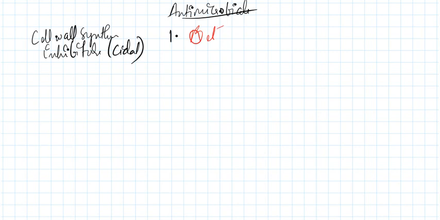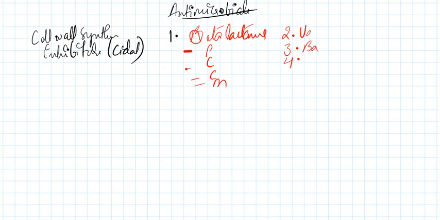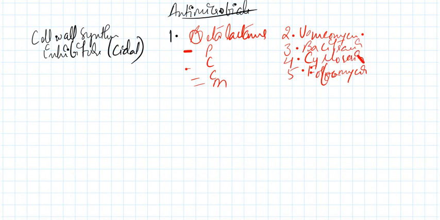Guys, very important, this chapter, just pay attention. Beta lactams, what are the beta lactams? Can anyone tell? Penicillins, cephalosporins, carbapenems, monobactams, right? With beta lactams, what other drugs are bactericidal? Vancomycin, bacitracin, then comes cycloserine, then comes fosfomycin. Okay, so these are the bactericidal drugs.